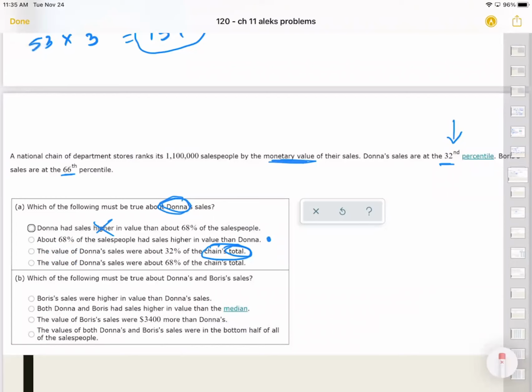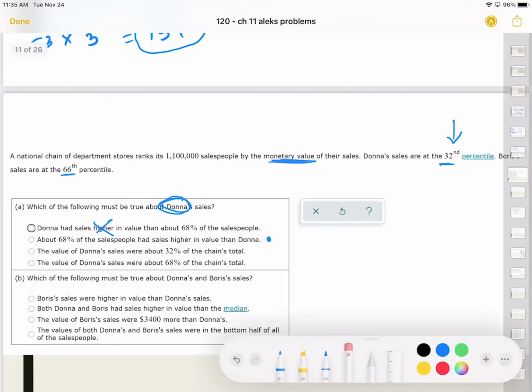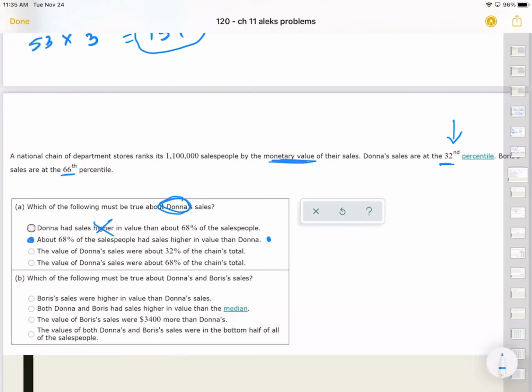So looking at this item, the only thing that is close is that we know roughly 68% of everyone sells higher than her. Because she is at the 32nd percentile, meaning there are 68% of the other people with higher sales than her. So that's what you want to analyze. One thing is, we cannot use the percentile to justify the value because we don't know the value.